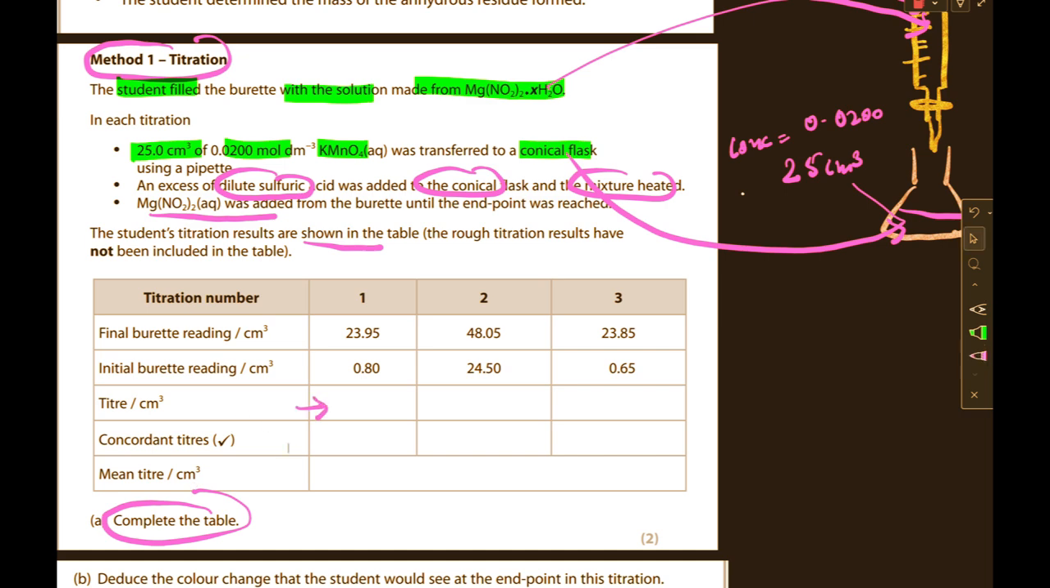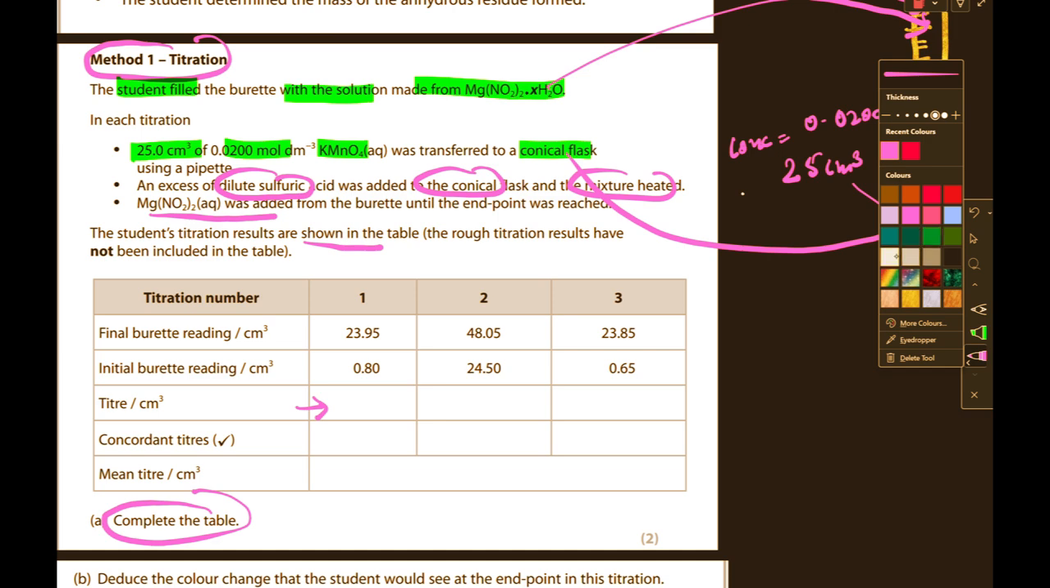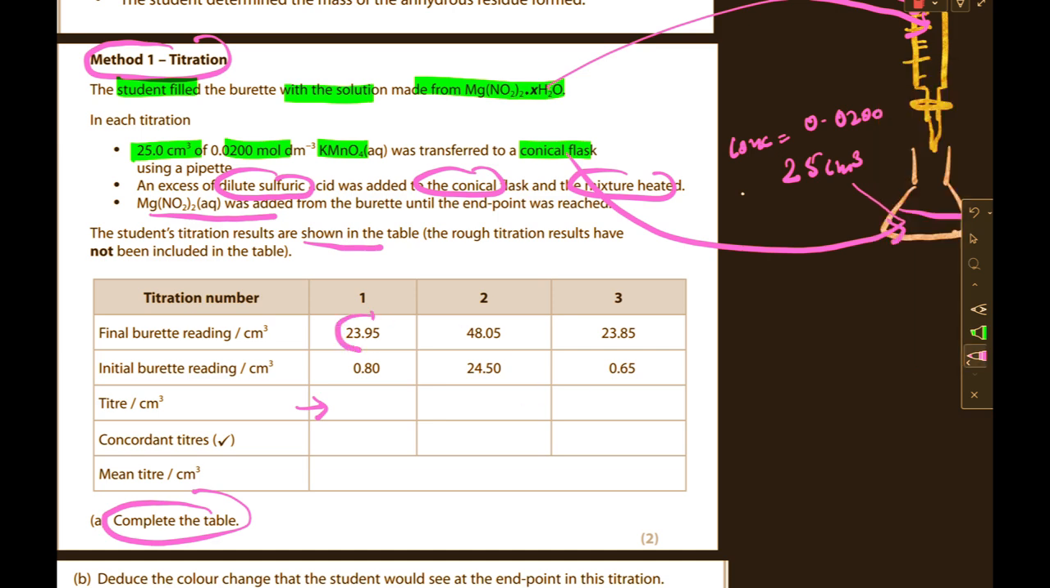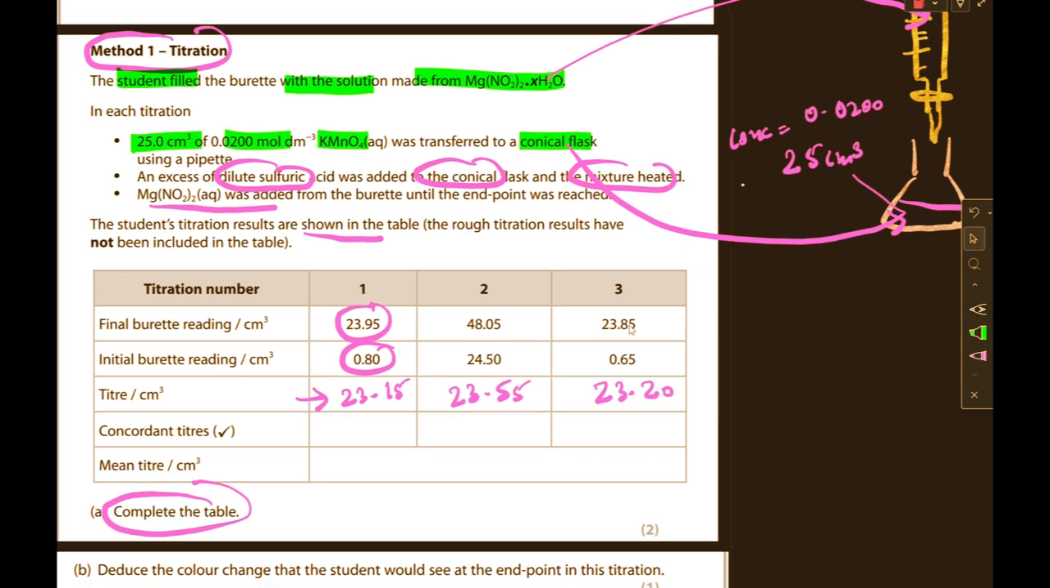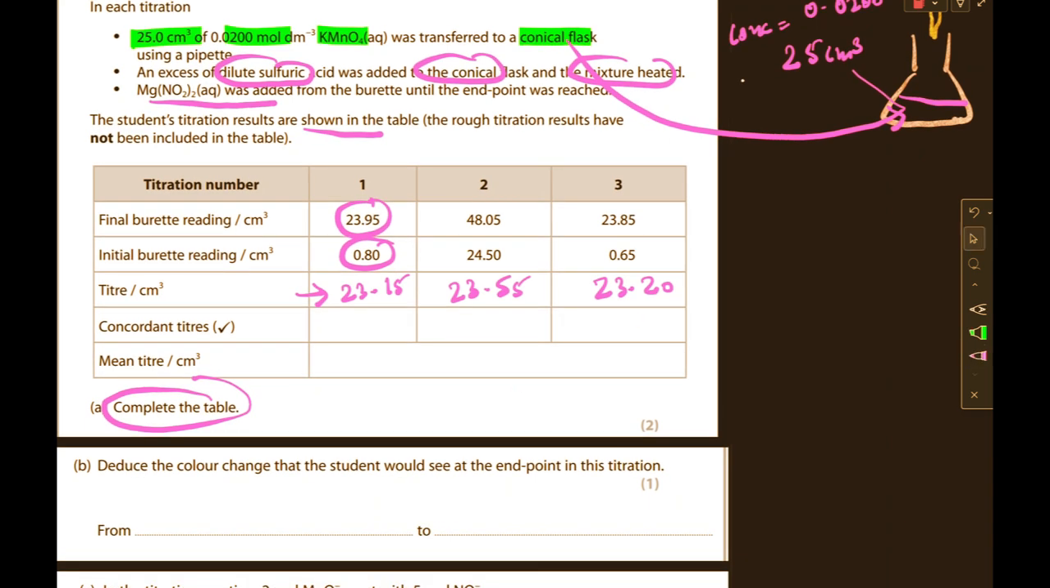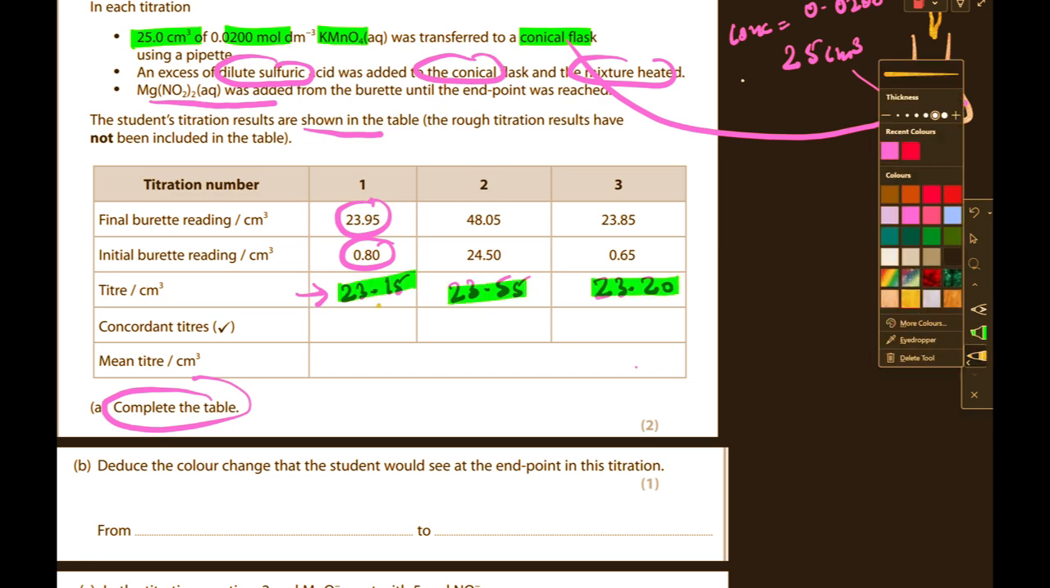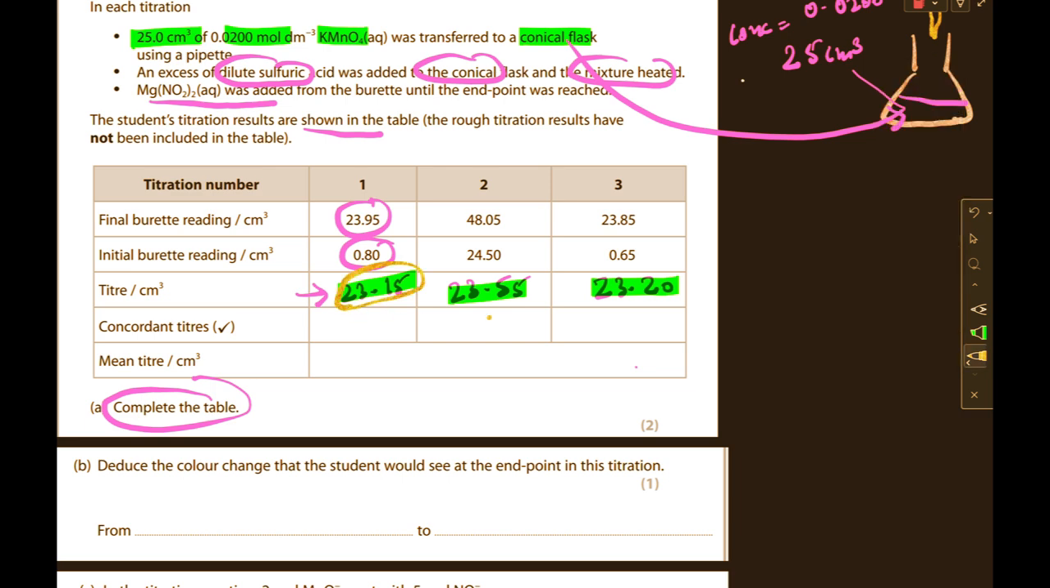Let's complete this table by simply doing final reading minus initial reading, and you will get for this 23.95 minus this will give you 23.15. Then this will be 23.55. It's a simple subtraction, 23.20. Now choose your concordant readings, meaning the values which are close together. It's in the range of 0.10. So out of these 3, which are in the range of 0.10 cm³, I can figure out that it is 23.15, this one, and 23.20.